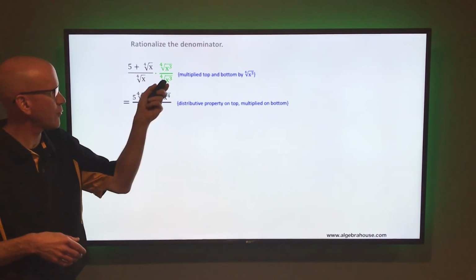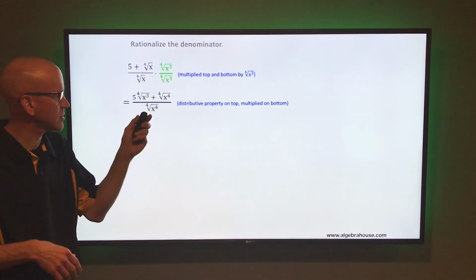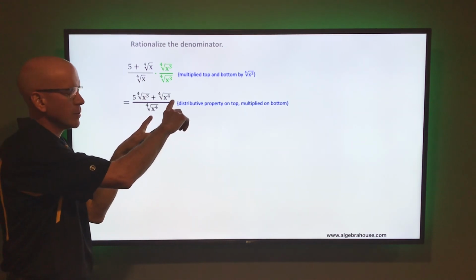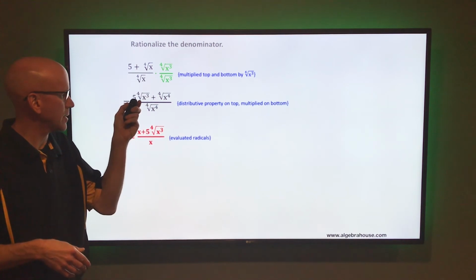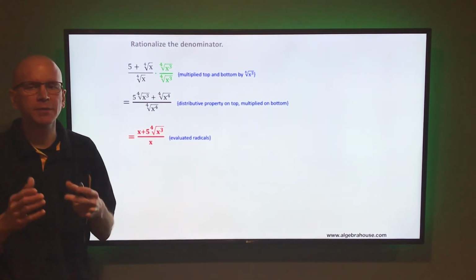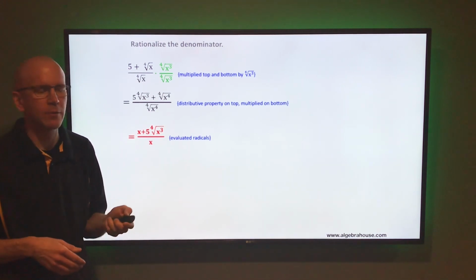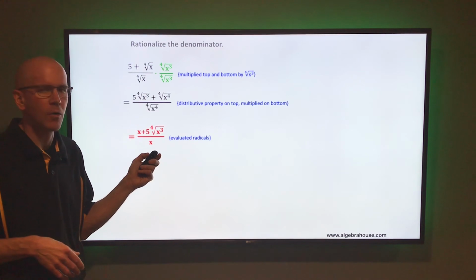In the denominator, 4th root of x to the 3rd times the 4th root of x, we already said this is going to be the 4th root of x to the 4th. Now you have 2 of those. 4th root of x to the 4th, that's going to be x. So it'd be 5 times the 4th root of x to the 3rd plus x. Move that x out to the front so it doesn't look like that x is under the radical sign. So it'd be x plus 5 times the 4th root of x to the third all over x.